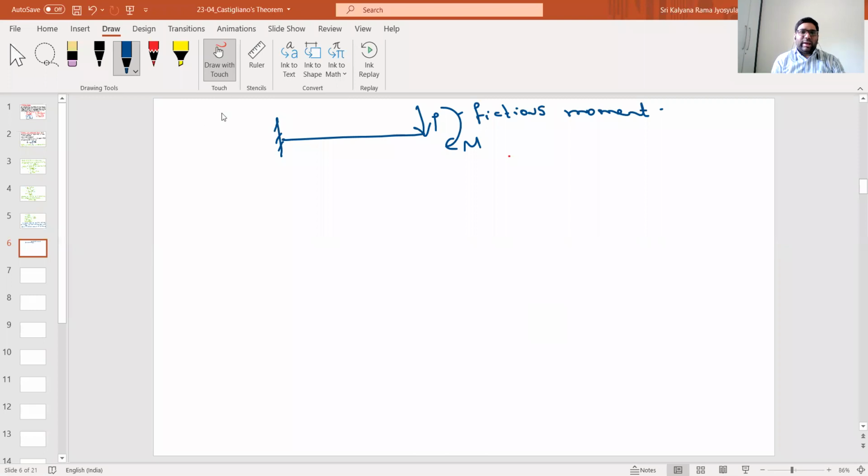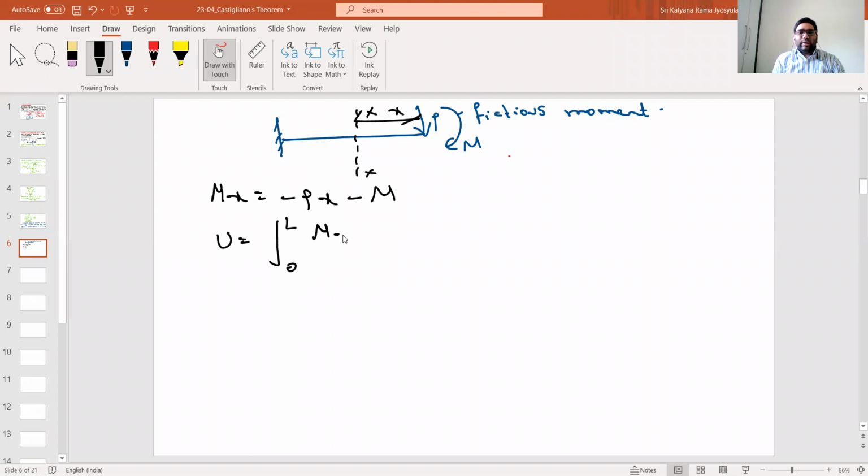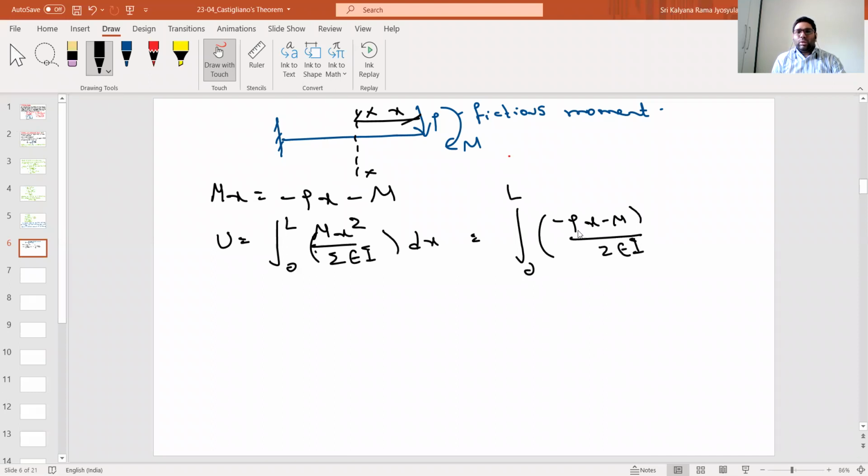Now what will be the moment at section X? If I take a section X, same concept, Mx is equal to minus Px minus M. What is the strain energy? U is equal to integral 0 to L Mx squared by 2EI dx. So that implies integral 0 to L, minus Px minus M by 2EI, this whole squared, dx.